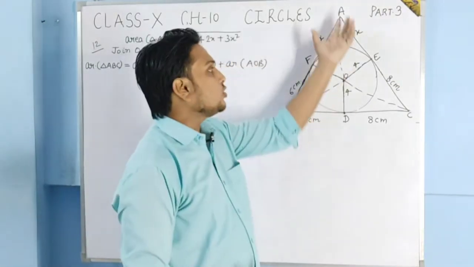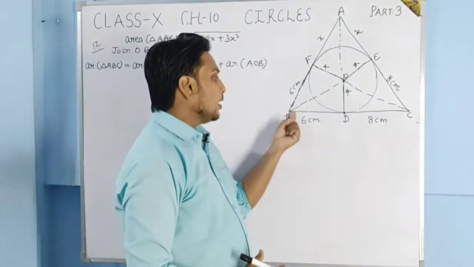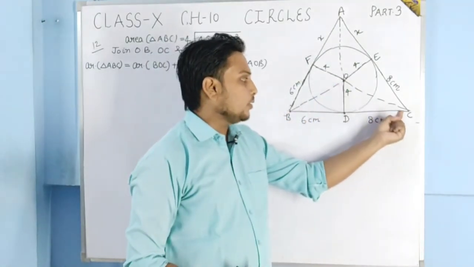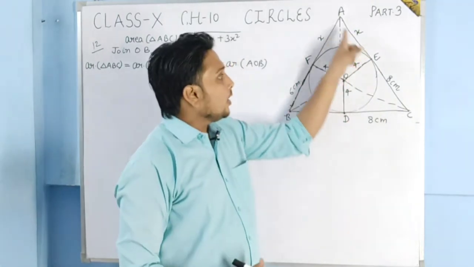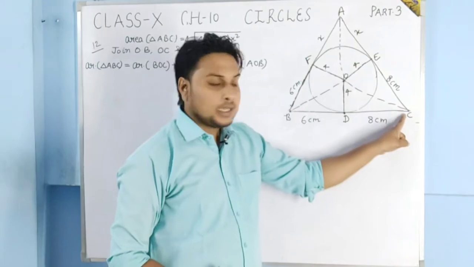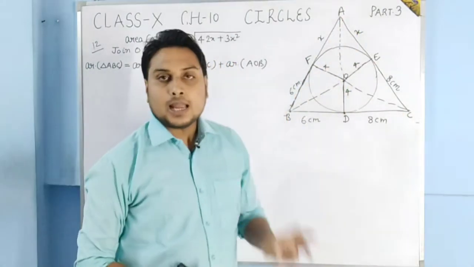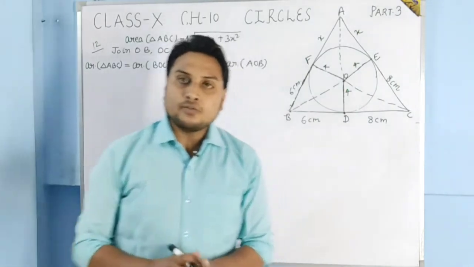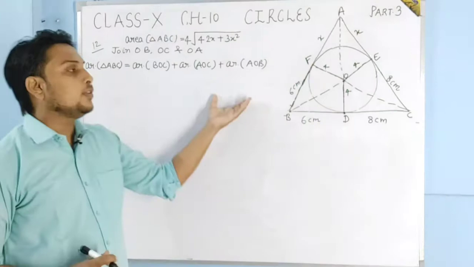Let us see in the figure how this triangle ABC is made up. It is the sum of the areas of triangle BOC, this triangle BOC, AOC and AOB. If we add the areas of these three triangles, then we can easily find the area of the whole triangle.